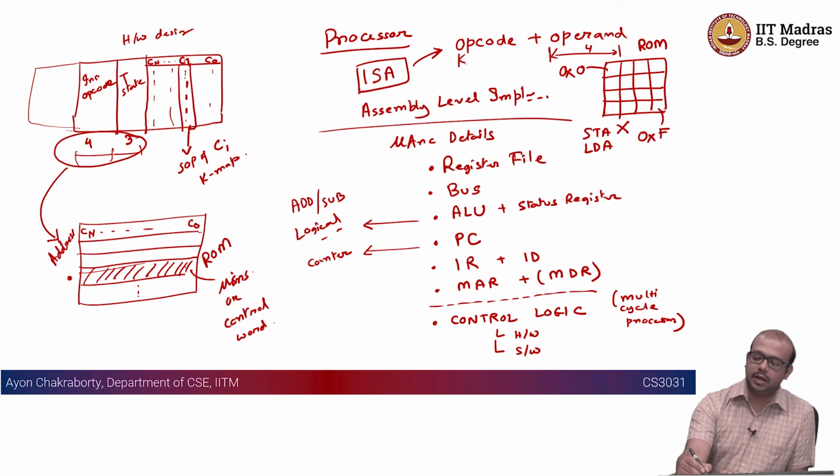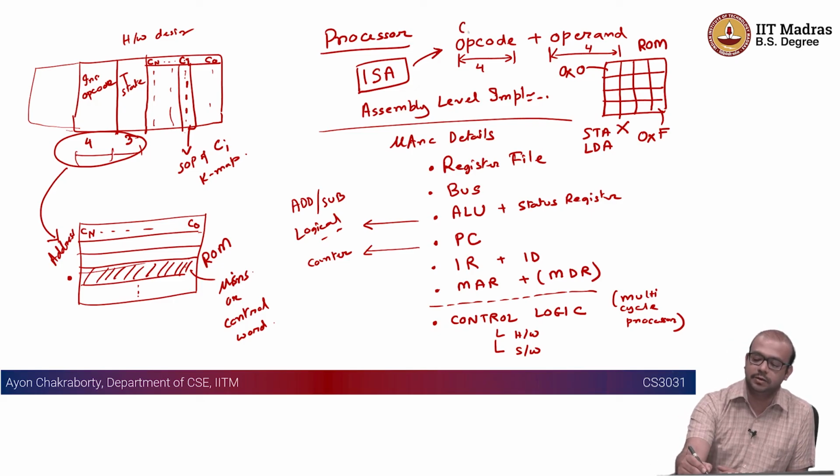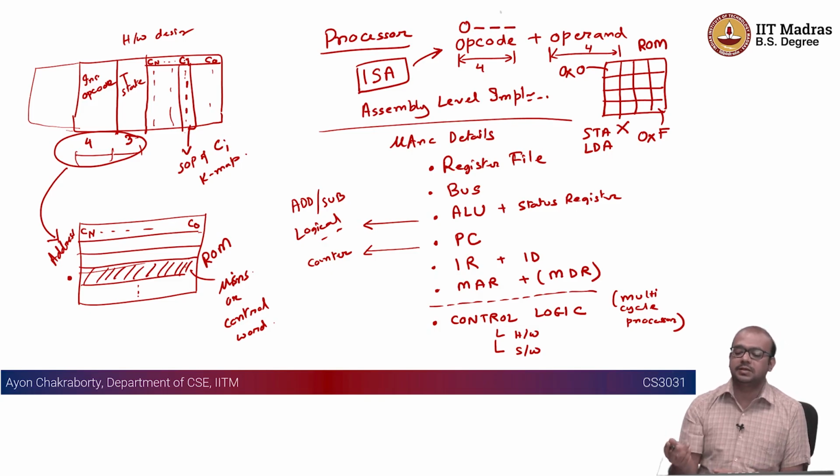So 4 bits for opcode, but in the first try you don't have to use all 16 opcodes. You can assume the first one to be 0 and the next 3 are your opcodes. So you can start with only 8 instructions.